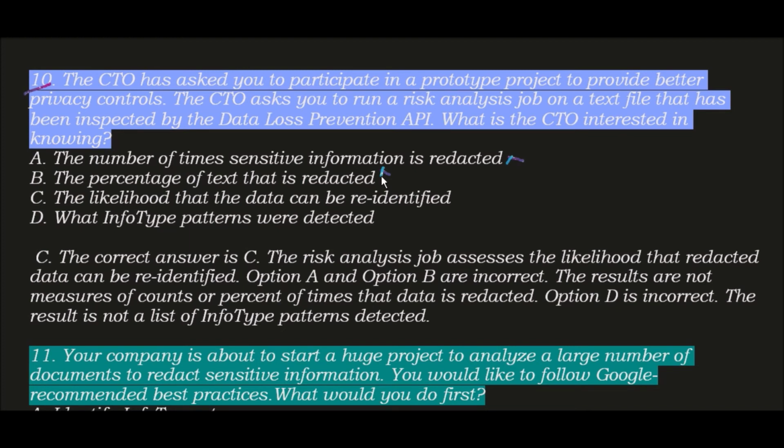Option C, the likelihood that the data can be re-identified. This option is correct here because the risk analysis job assesses the likelihood that redacted data can be re-identified. That's why option C is correct. Option D, what info type patterns were detected, is not suitable for this question because the result is not a list of info type patterns detected. Okay, that's why option D is discarded. And here the correct answer is option C, the likelihood that the data can be re-identified.